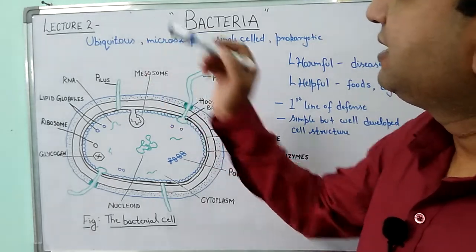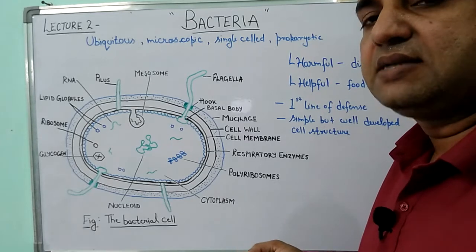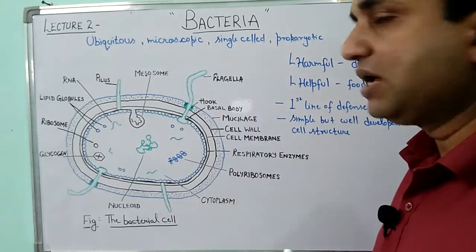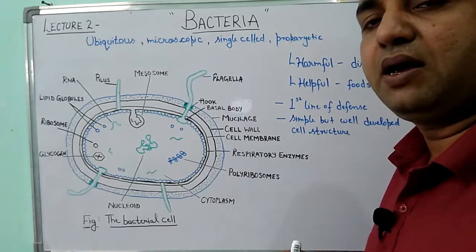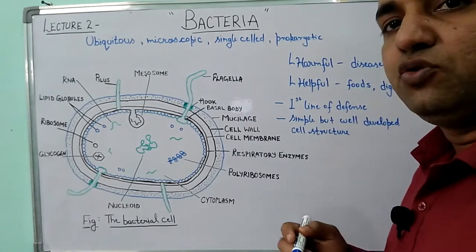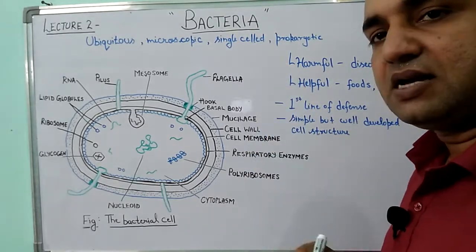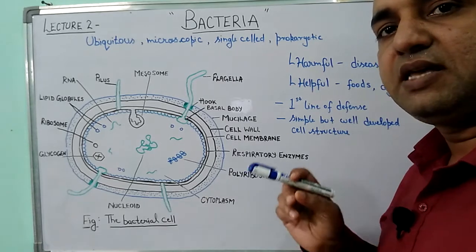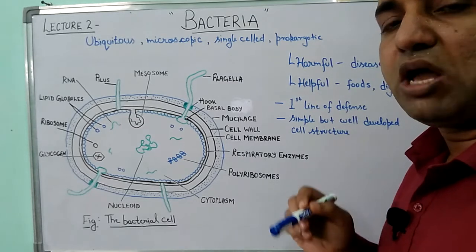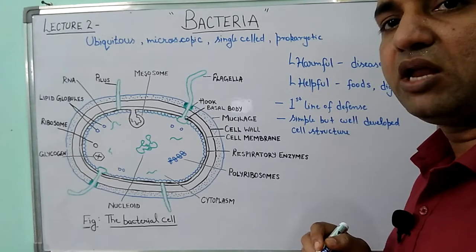Ubiquitous means they are found almost everywhere, whether it is air, soil, or anything else. They are microscopic, meaning they cannot be seen by unaided eyes, and very often we make use of microscopes to see them. Single-celled means they are unicellular, made up of only a single cell. And prokaryotic means they are devoid of a true nucleus. That is why they are prokaryotic organisms.